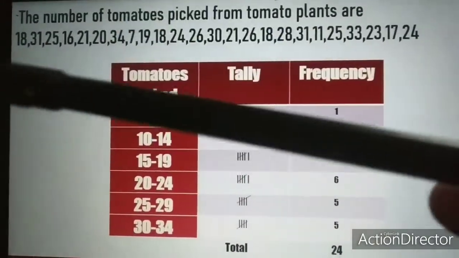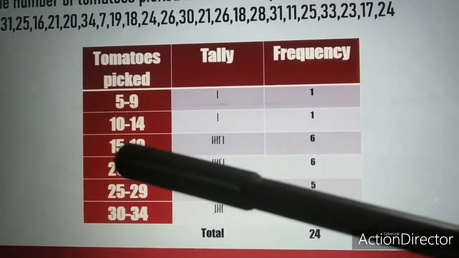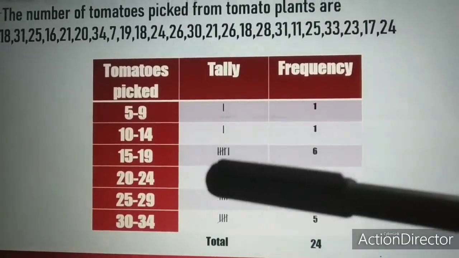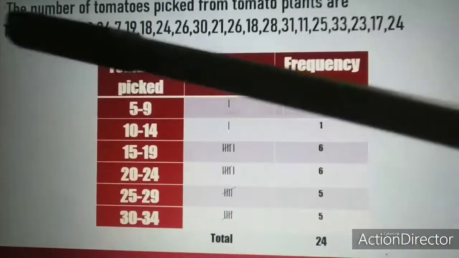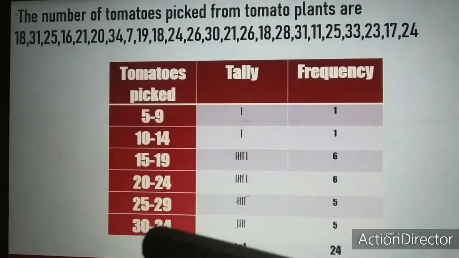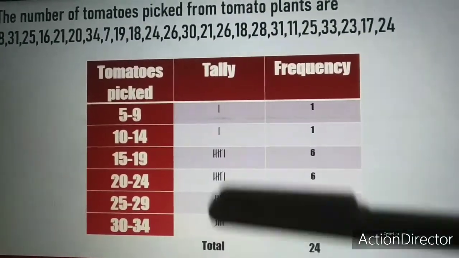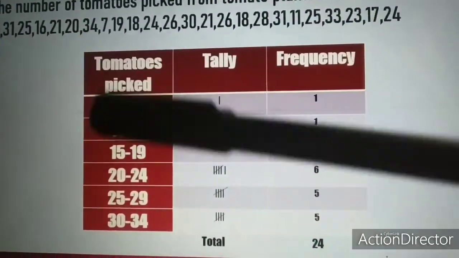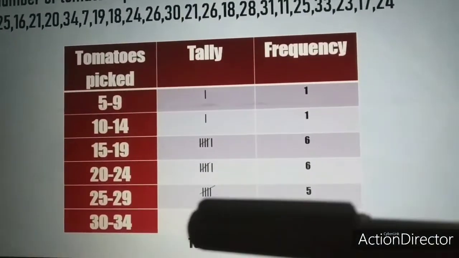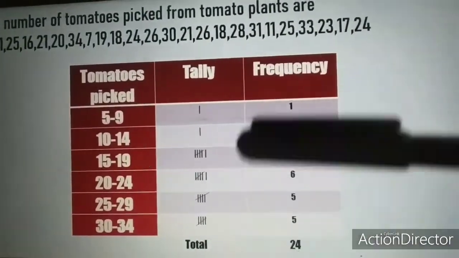So what is the first number you have over here? The first number is 18. So 18 comes in between 15 to 19, so I will enter the tally mark in this column 15 to 19. The second one is 31. 31 is coming in the group 30 to 34, so my tally mark will be in the last column. The next number is 25. 25 comes between 25 to 29, so I will enter the tally mark in the column 25 to 29. So this procedure goes on.